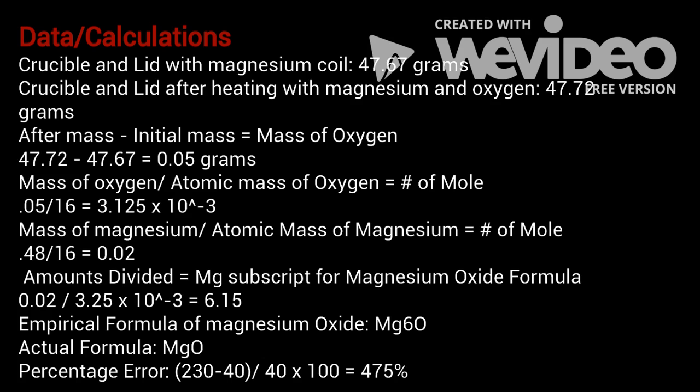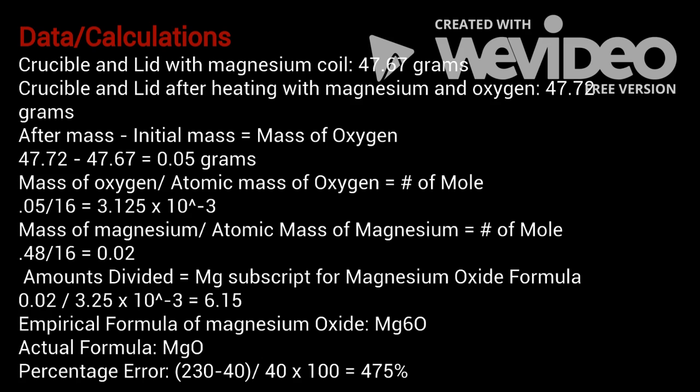The crucible and lid with the magnesium coil inside was 47.67 grams, and the crucible and lid after heating, with magnesium and oxygen inside, was 47.72 grams. And the after mass minus the initial mass equals the mass of oxygen. That is 47.72 minus 47.67 equals 0.05 grams.